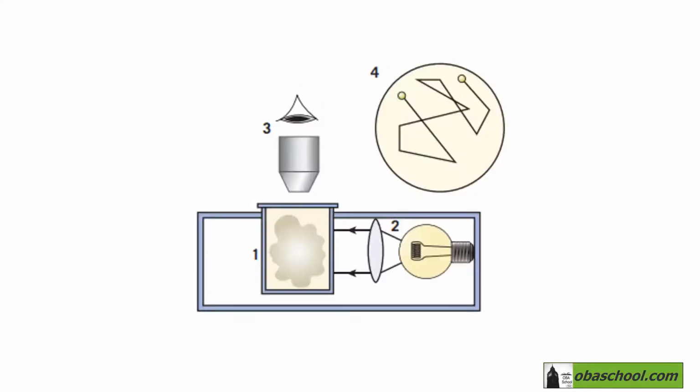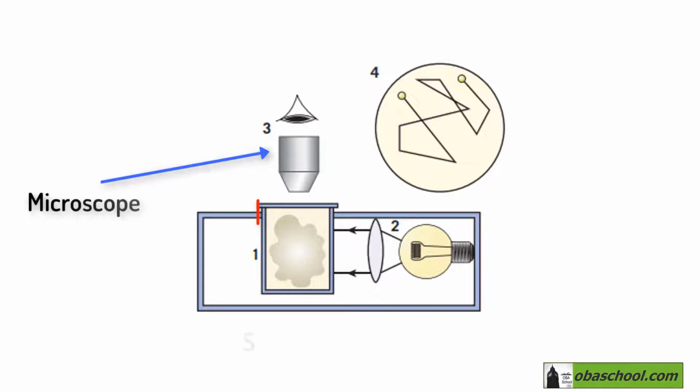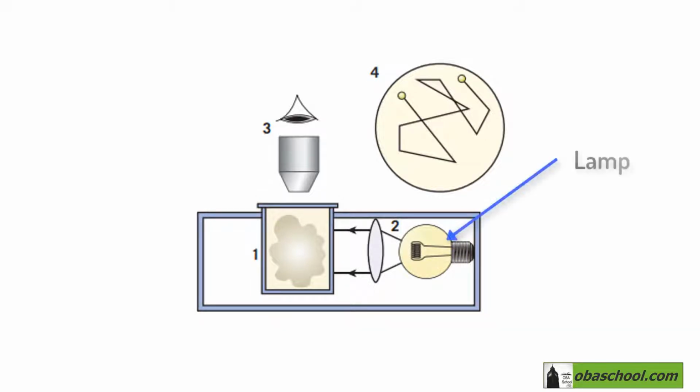First, let's have a more in-depth look into this experiment. This is the experimental setup. We have a microscope to observe the smoke cell. As we know, it's just a little chamber filled with air, and we have injected some smoke molecules inside. On the right, we have a lamp. The purpose of the lamp is to provide a bit of light so that we can observe better.